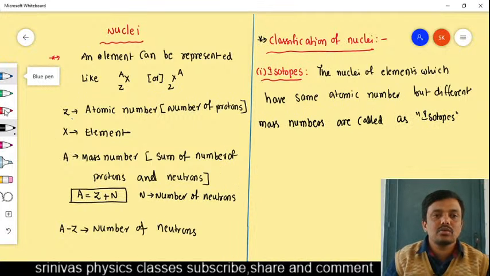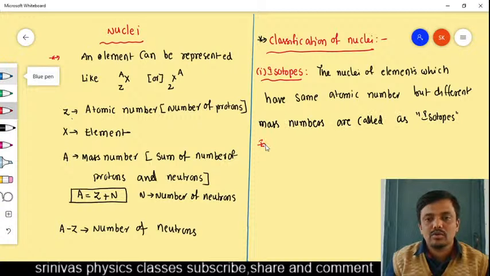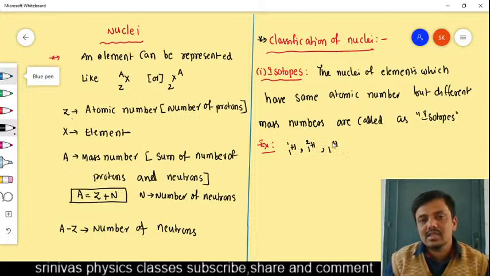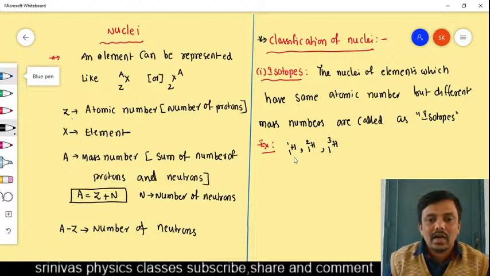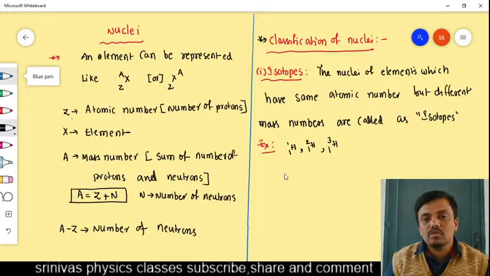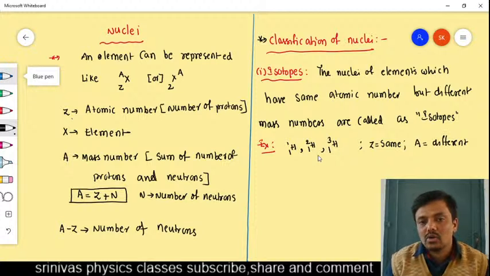Next, I am going to give an example of isotopes. For the purpose, you see here 1H1, 1H2 and 1H3. They have the same atomic number. What is the condition? Z should be the same, but the mass number varies. The mass number is different. Such elements are called hydrogen isotopes.